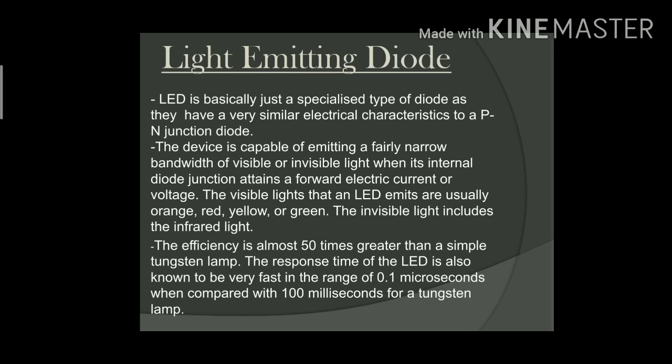It means light emitting diode passes current in forward bias case and blocks current in the reverse bias case. Second point, the device is capable of emitting a fairly narrow bandwidth of visible or invisible light when its internal diode junction attains a forward electrical current or voltage. The visible light that an LED emits is usually orange, red, yellow, or green. The invisible light includes the infrared light.